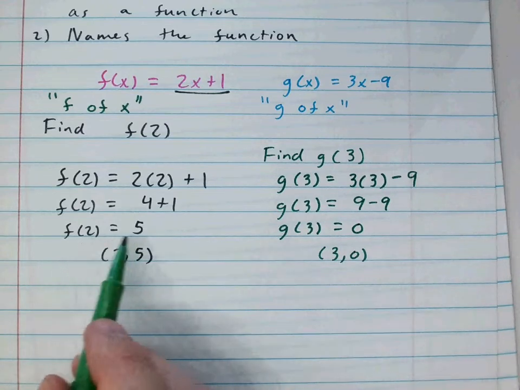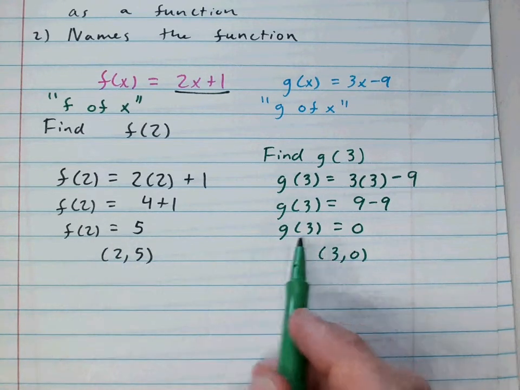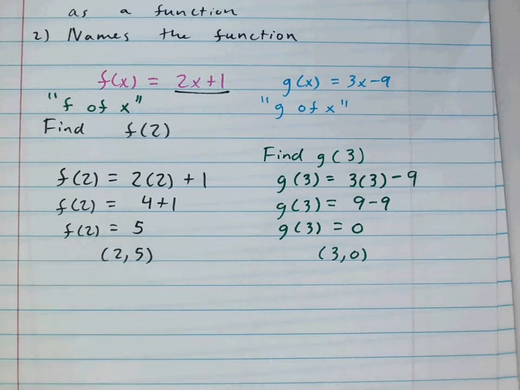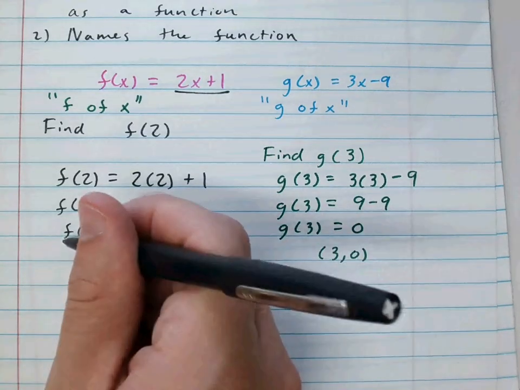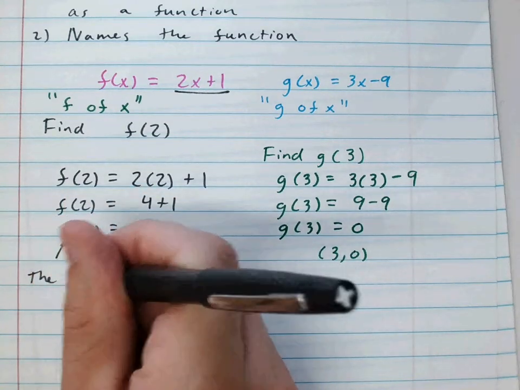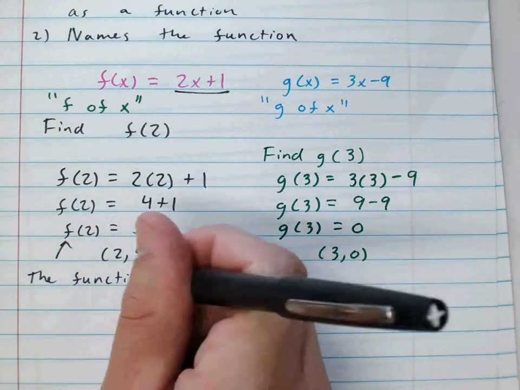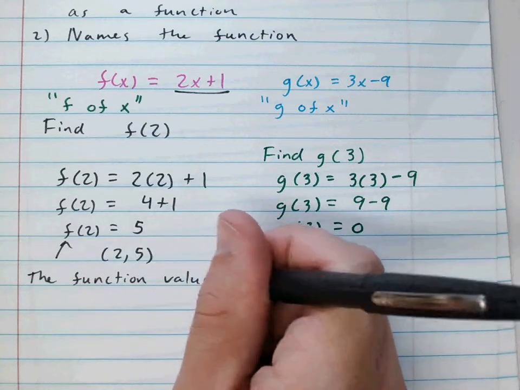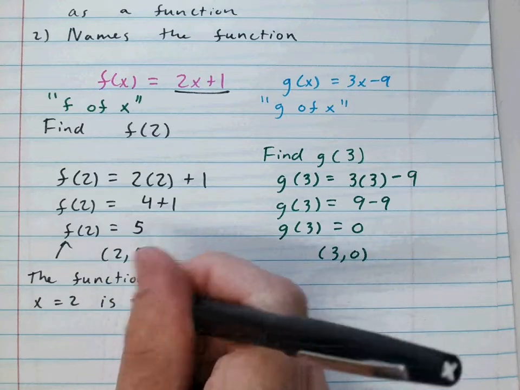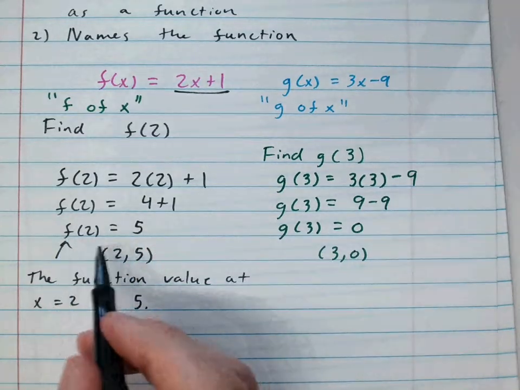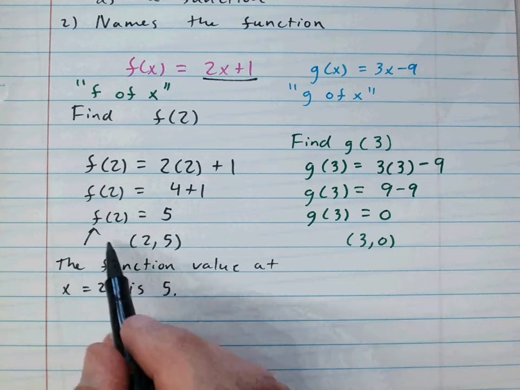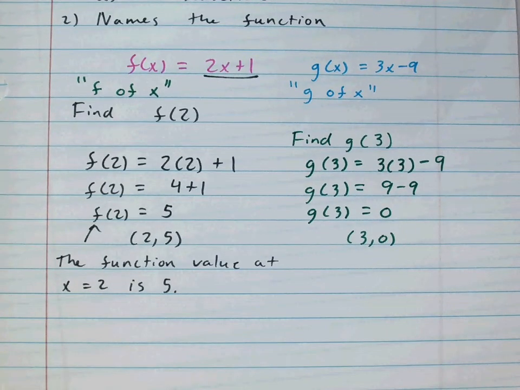Now if you notice, I leave f of 2 and g of 3. We're not going to divide anything. We're not doing anything fancy. We leave this to say that, let me write this out, the function value at x equals 2 is 5. That's what this statement says. The function value at x equals 2 is 5. F of 2 equals 5.